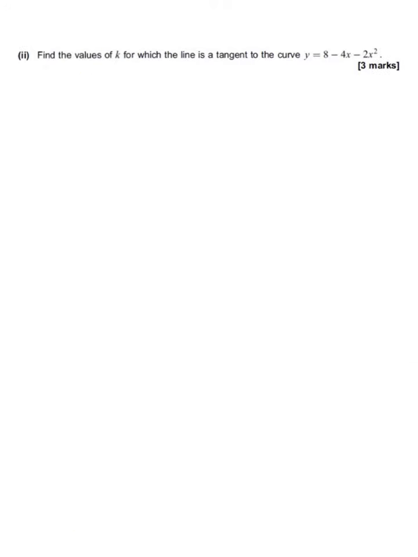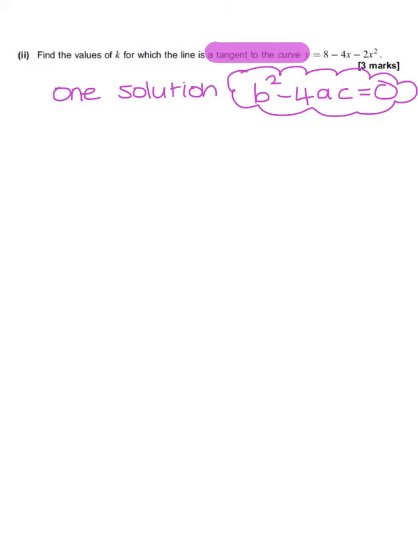If the line is a tangent to the curve, this means that it must only touch the curve once, so only have one solution. One solution means that the discriminant b squared minus 4ac equals 0. For the equation of the point of intersection from the previous part of the question.